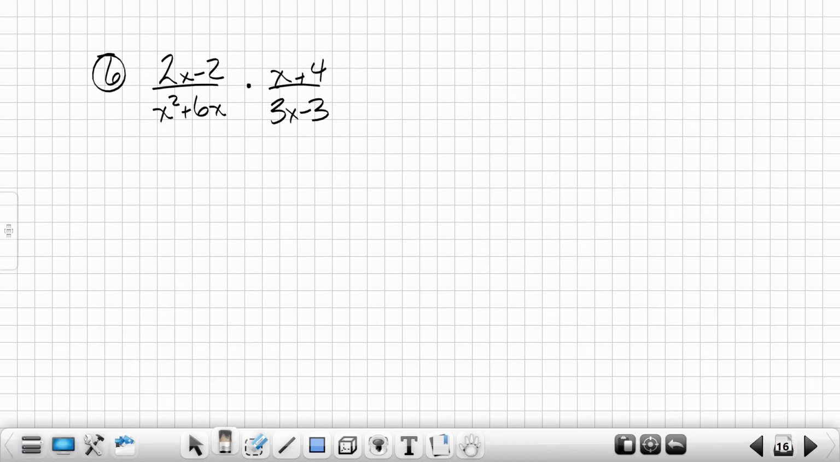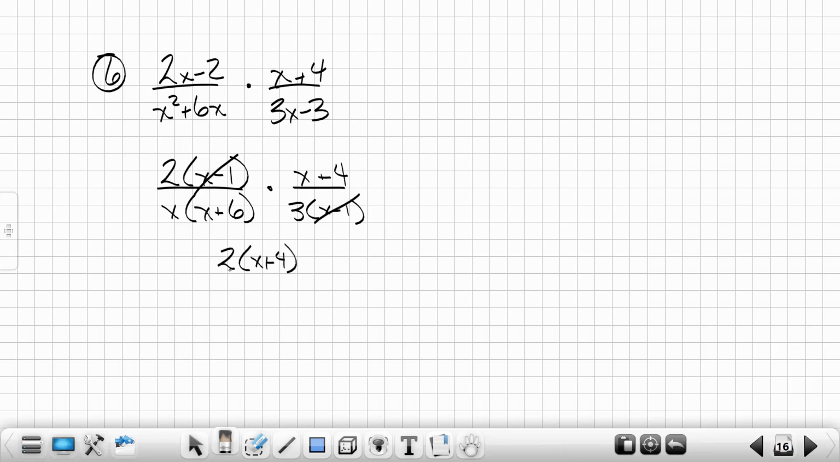Okay, 6, getting low on time. What can I factor out of the top left? 2. What can I factor out of the bottom left? X. That's not factorable. What can I factor out of the bottom right? Cancel, cancel. There's my, yep, that's my final answer. Once again, you do not need to redistribute in order to get there.